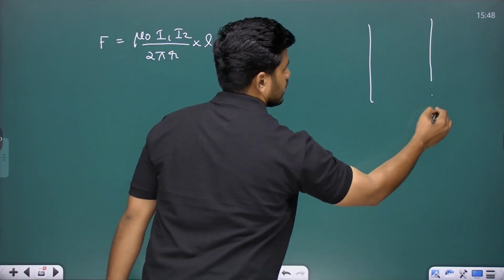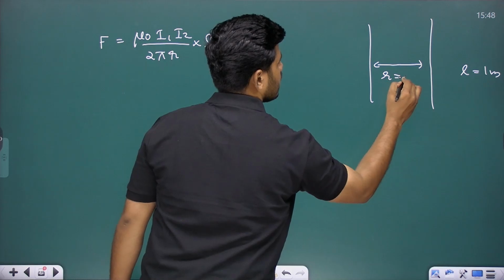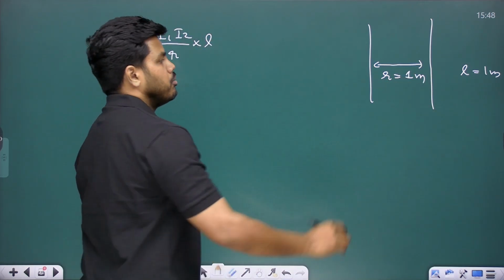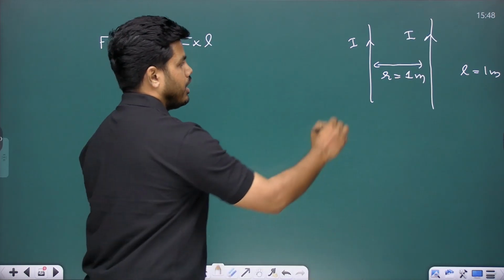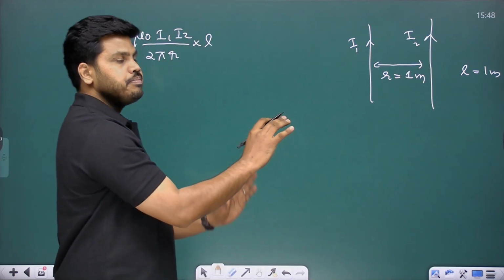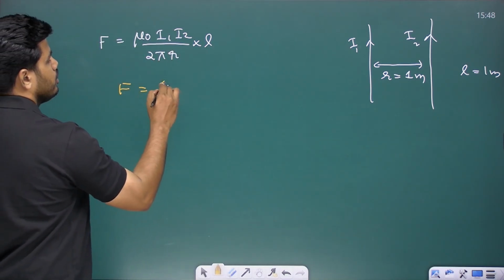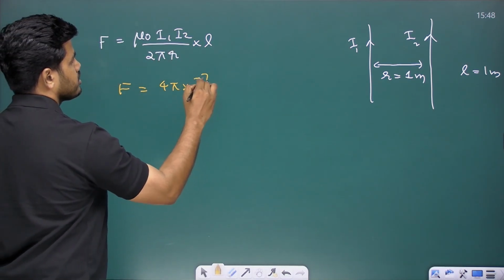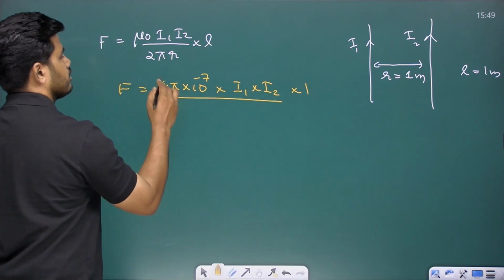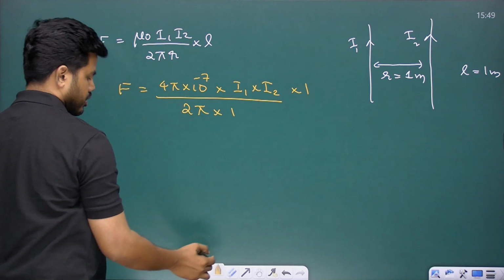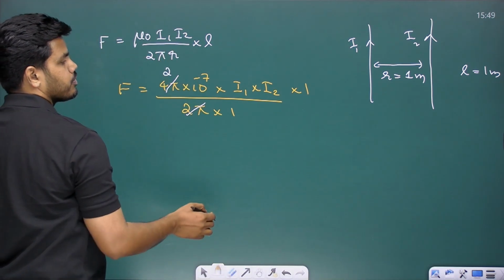So if you have two conductors of length 1 meter each, separated by a perpendicular distance of 1 meter, both of them carry the same current I. Okay, I1 and I2 will be the same. Then in this case, what will be the force acting on the conductor? F is equal to 4 pi into 10 raised to minus 7 into I1 into I2 into 1 meter length, divided by 2 pi into 1 meter distance. You can see 4 pi and 2 pi get cancelled by 2, right?